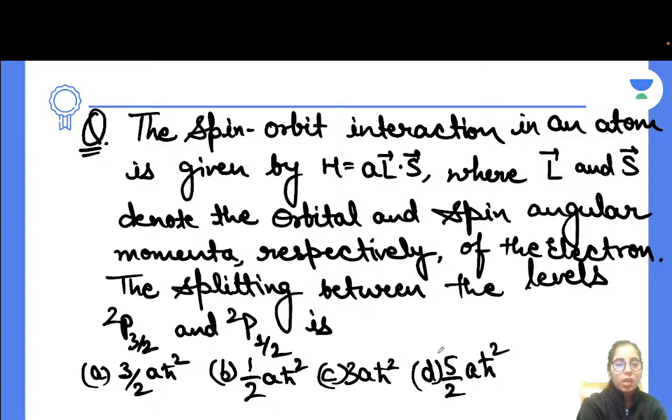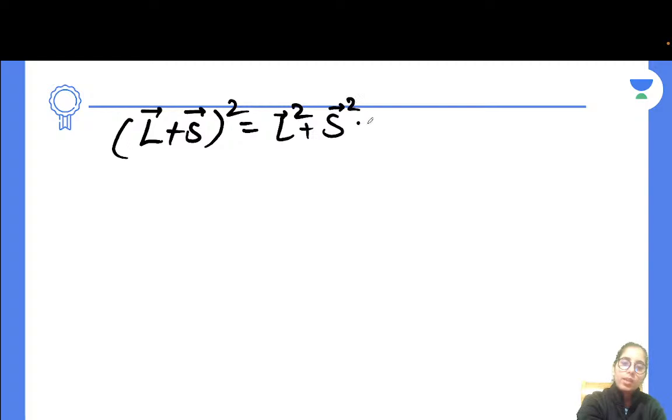Okay guys, after taking all these steps, you will get the answer same as given in option A, and that is 3 by 2 h-bar squared. If in case there is anybody having any doubt, you can have a look at the steps I'm going to take here and tell me if you still find that something is not clear to you. We can talk about it. L square plus S square plus 2L dot S.